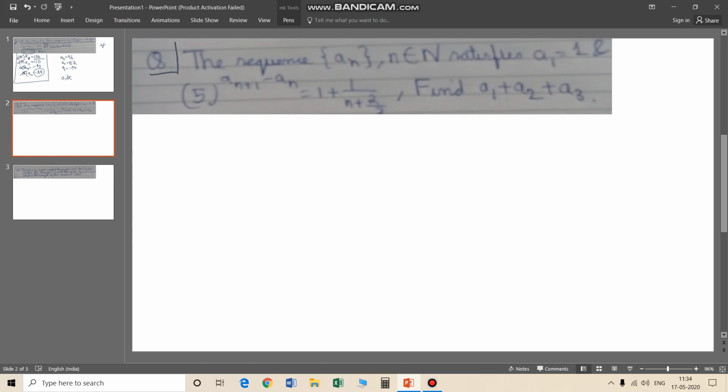This is the second question. A sequence is represented in curly brackets like the set {A n}, and then the close bracket, right? n belongs to natural numbers, and it satisfies a1 is equal to 1 and 5 to the power a n minus 1 minus a n is equal to 1 plus 2 by 3. We have to find a1 plus a2 plus a3, right?